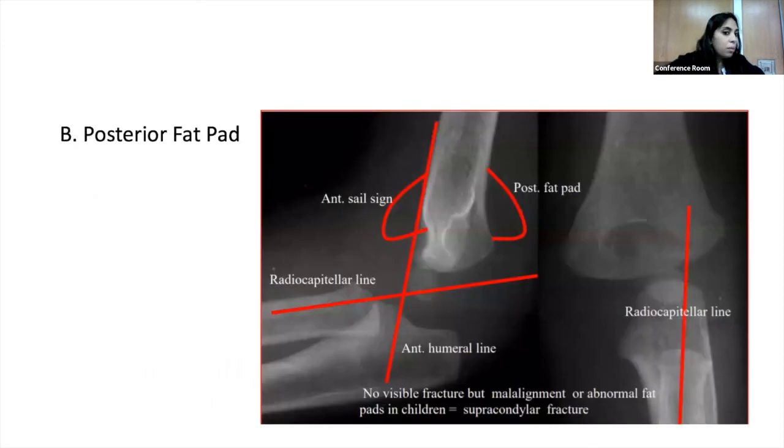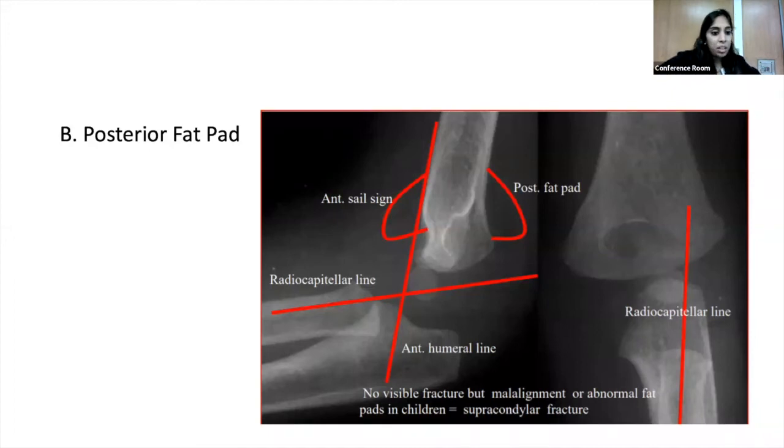So this is just the posterior fat pad sign, and it's an indication, especially in pediatrics, of a supracondylar fracture. If you don't see a fracture on your initial imaging and you have a high suspicion based on the mechanism and your exam, especially if you see this posterior fat pad, you should consider that that still might be what's going on.